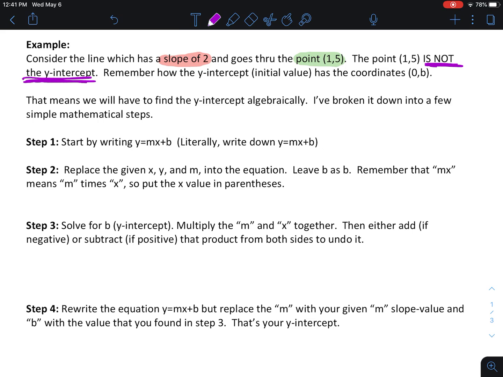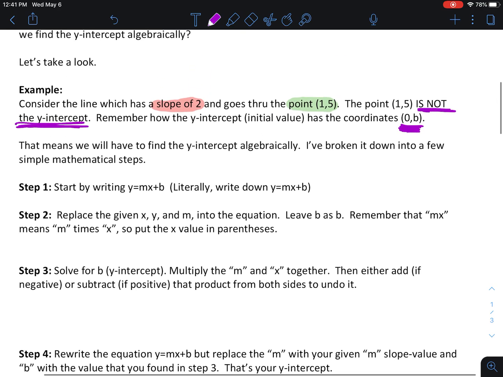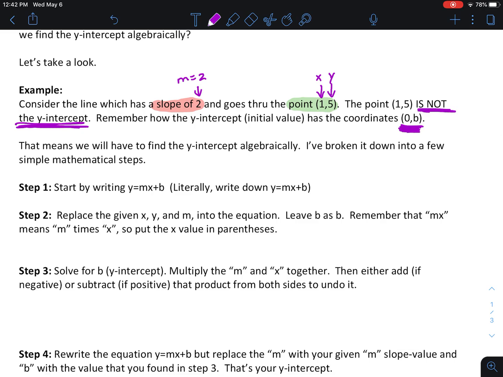How do we know it's not the y-intercept? Well, remember that the y-intercept is always going to have the coordinates (0, b), 0, comma something, okay? And this point (1, 5) is not 0, comma something. So this is not the y-intercept. Instead, what's given to us is a value of x and a value of y, okay? So 1 is equal to x, 5 is equal to y, and of course, the slope is 2, so m is equal to 2. All right? So we have to find the y-intercept algebraically.